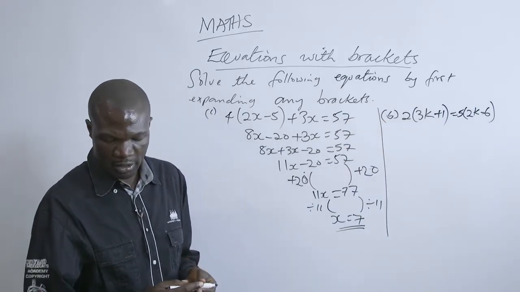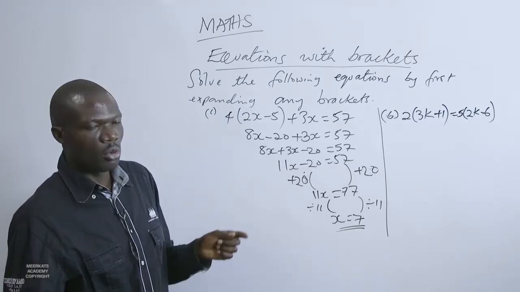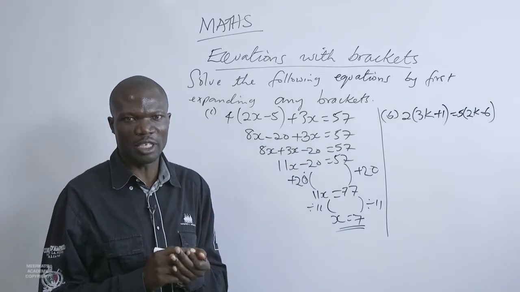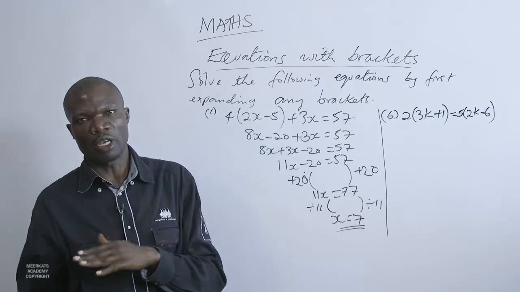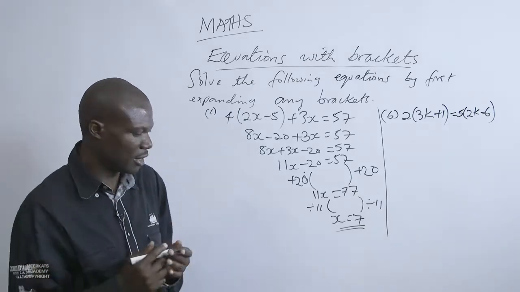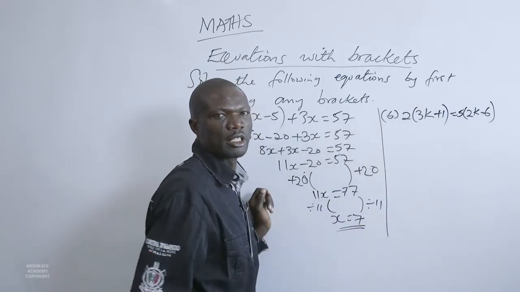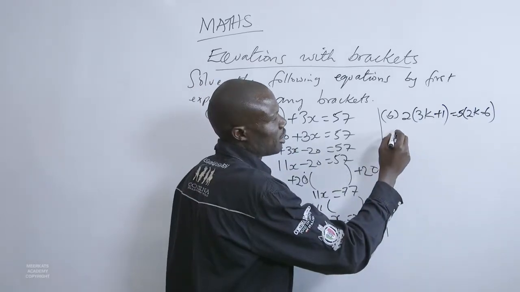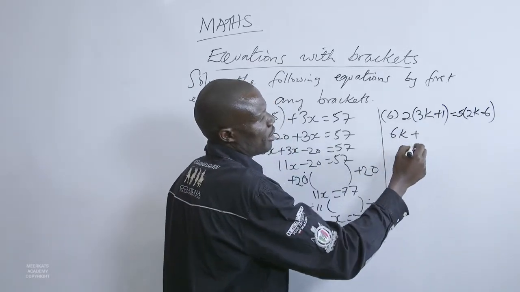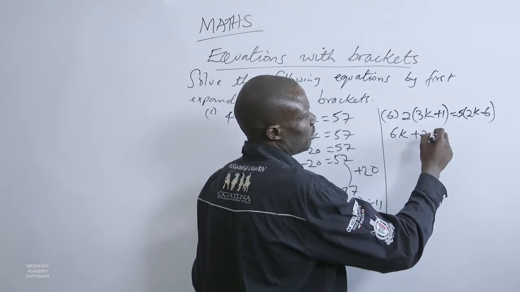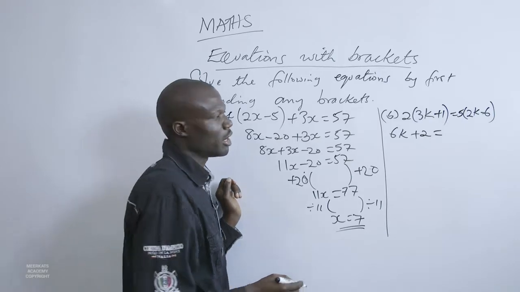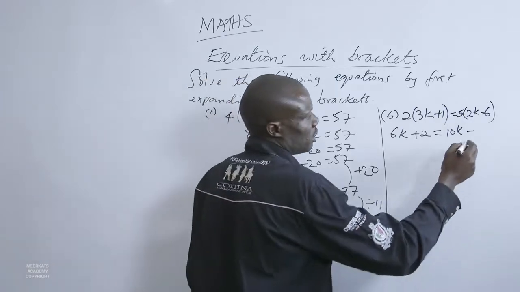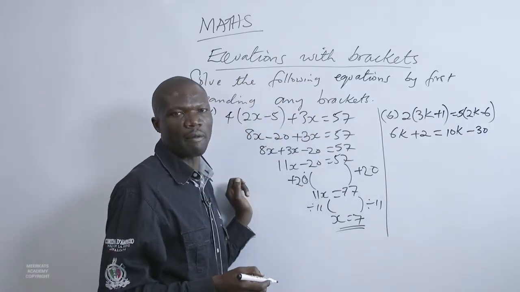On the other side, what we have here is simply a question that has brackets on both sides. So we are going to apply the distributive law on either side, that is the left-hand side and the right-hand side. The distributive law will give us 2 times 3k, which is 6k, plus 2 times 1, which is 2, is equal to 5 times 2k, which is 10k, minus 5 times 6, which is 30. That's what we have.